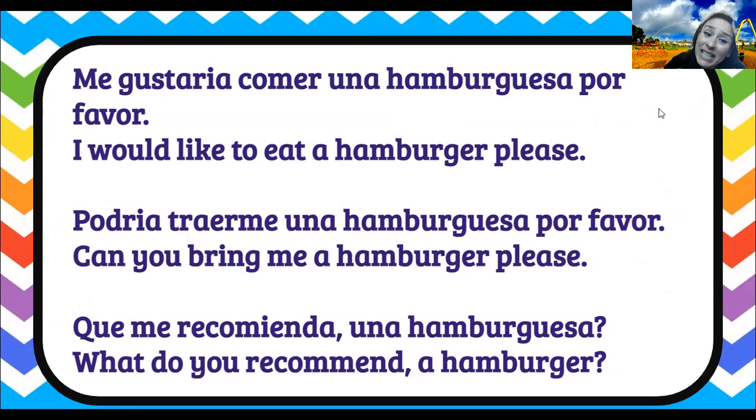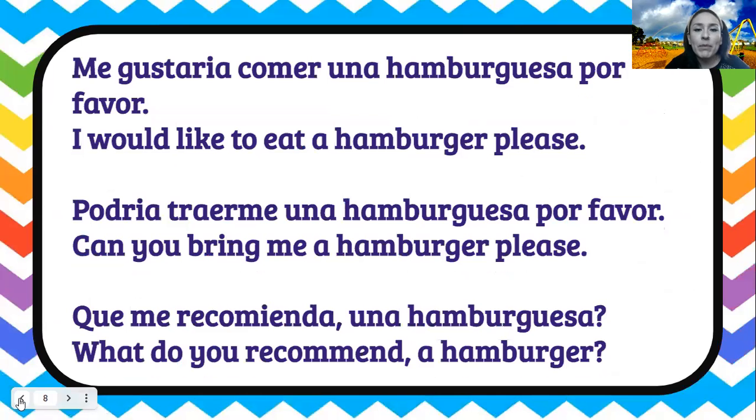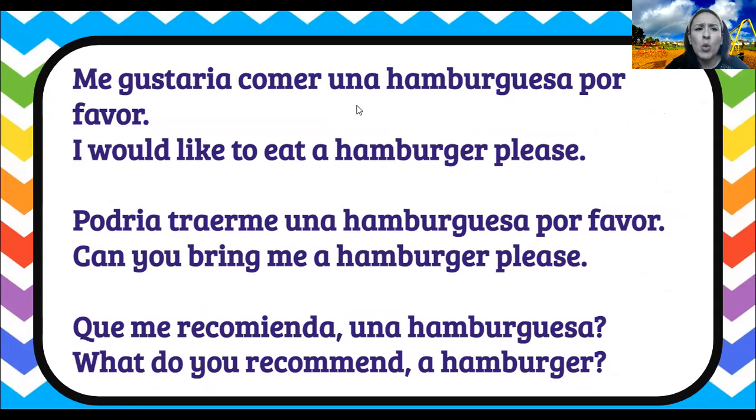Today, estudiantes, we're going to practice saying these in Español, okay? So let me just check on something real quick. Okay, muy bien. So first we're going to practice the ones that we know, and then we're going to have a conversation, okay? So the first one that we learned was, me gustaría comer una hamburguesa, por favor. I would like to eat a hamburger, please, okay? So now I want you to practice saying that out loud, okay? When I go like this, that means it's your turn.